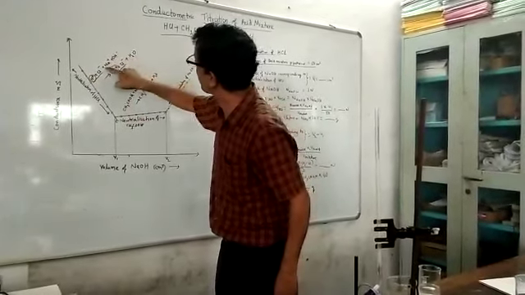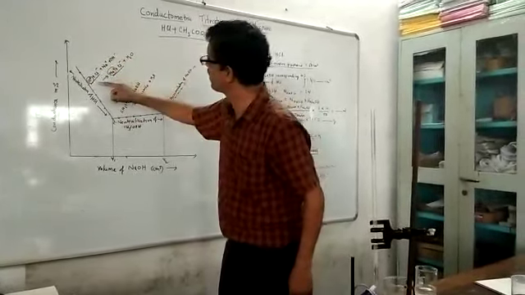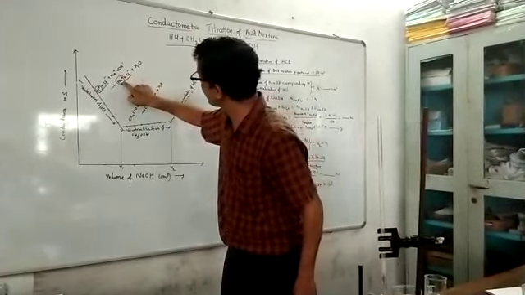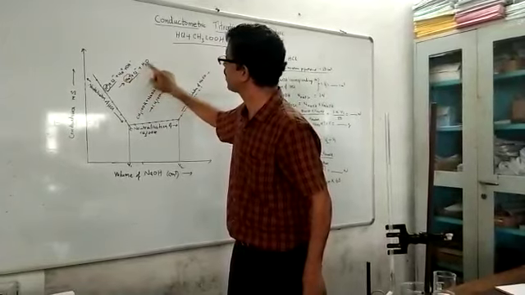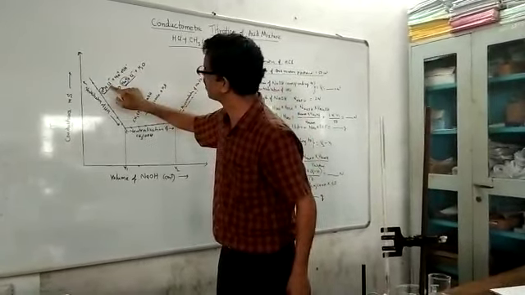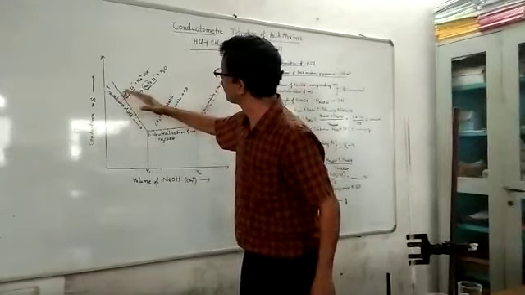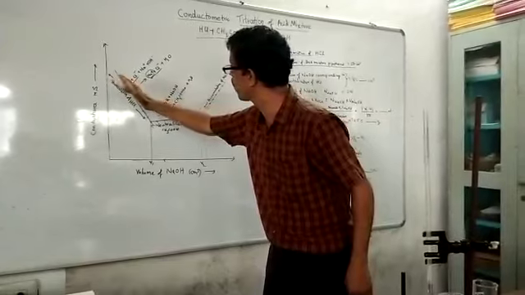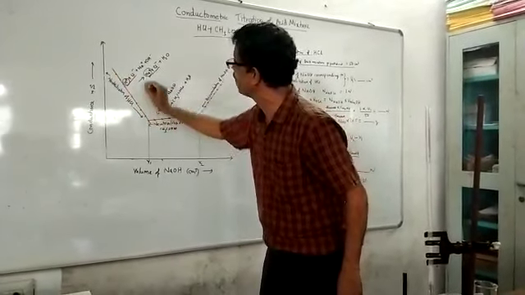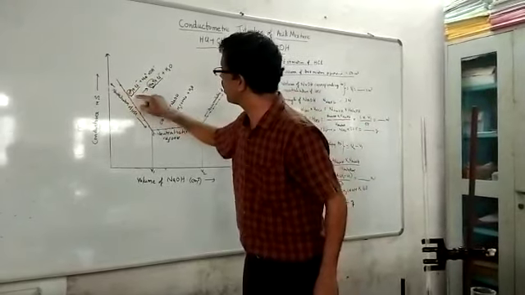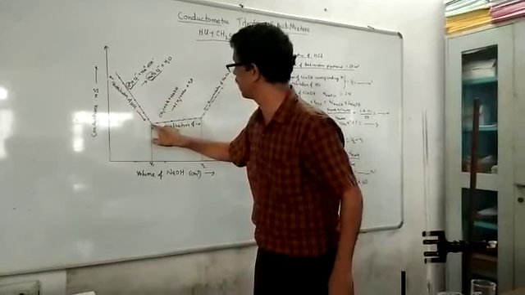As you go on adding NaOH from the burette, these H plus ions are replaced with Na plus ions. Na plus ions have low ionic mobility, therefore their conductivity is low. H plus ions have high ionic mobility, therefore their conductivity is high. So as H plus ions are successively replaced with Na plus ions, the conductivity goes on decreasing in a linear manner for every 0.5 ml addition. And this will continue till all the HCl is over. So this is that point.